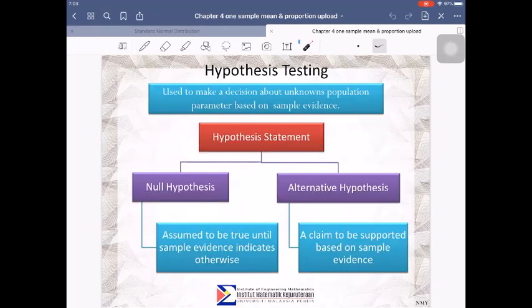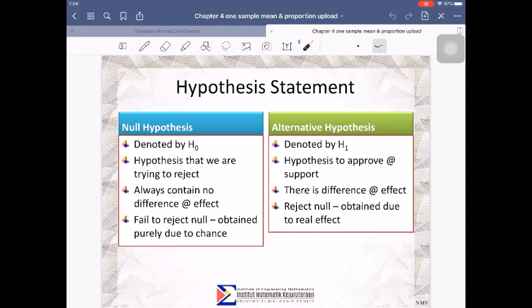We're going to use hypothesis testing to make a decision about an unknown population parameter based on sample evidence. For the hypothesis statement, we're going to have a null hypothesis and also an alternative hypothesis. We're going to denote our null hypothesis H null, and it will always contain no difference or effect. For the alternative hypothesis, we're going to denote it as H1.